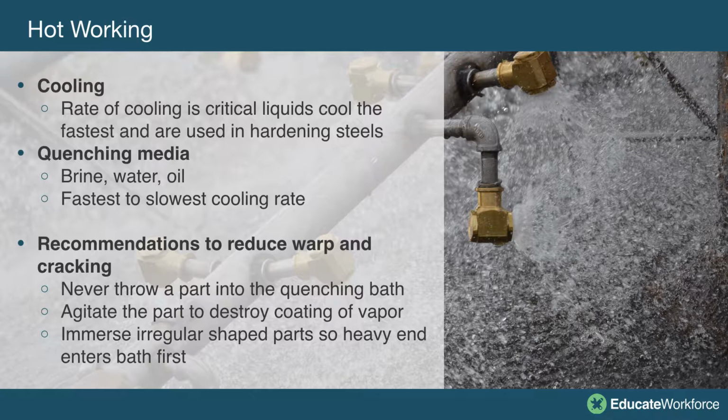To reduce the chance of warping or cracking, we need to use caution when we're putting the parts into the quenching media. We want to set the part in cautiously, and then agitate the liquids around it to destroy any vapors or coatings forming around the metal, and to keep the solution at an equal temperature. If you have irregular shapes, make sure you put the heavy part in first so that it doesn't fall over, which could also mess things up. Banging the part around could damage it during the heat treating processes.